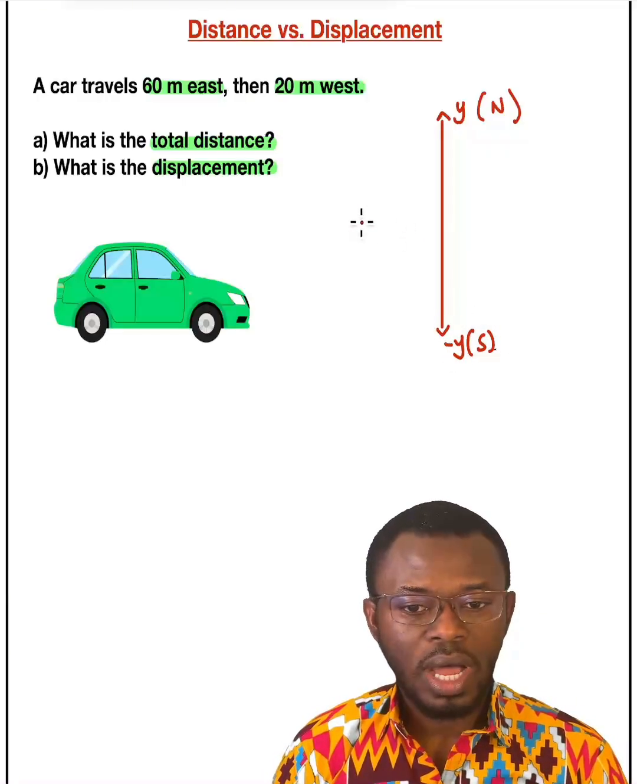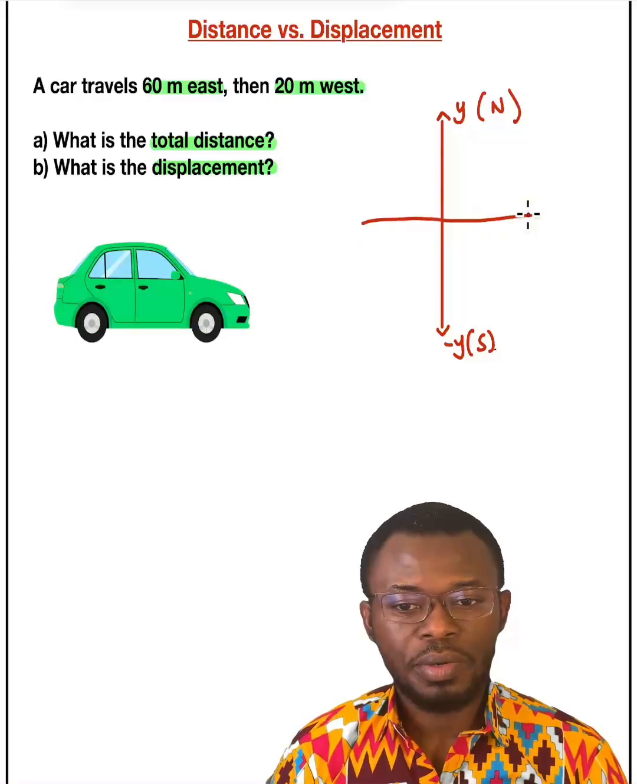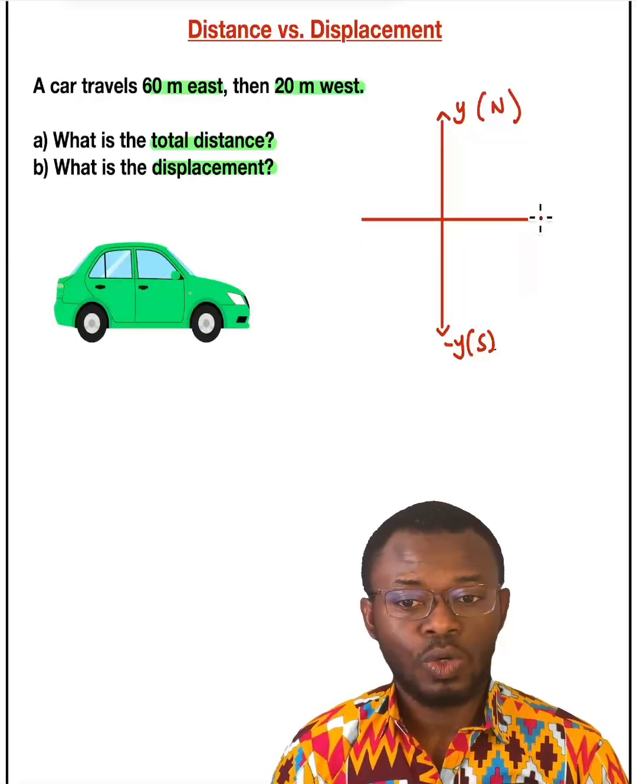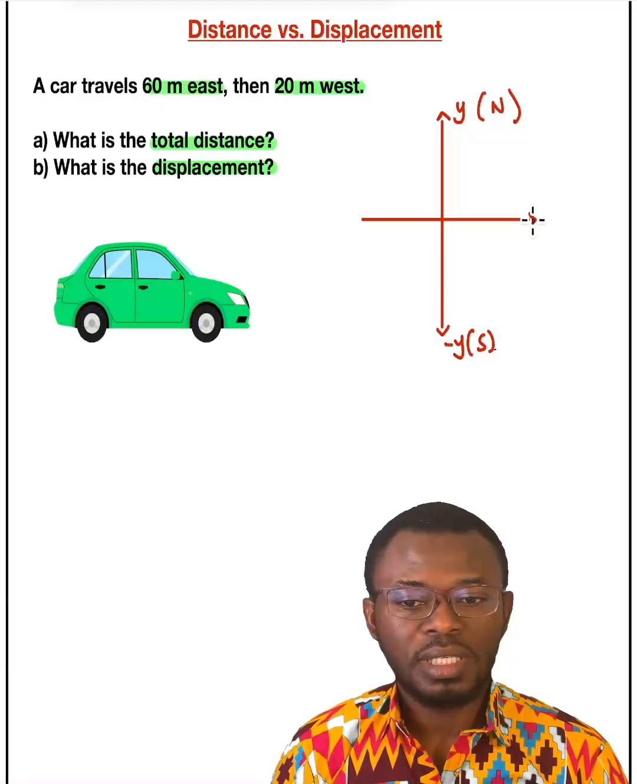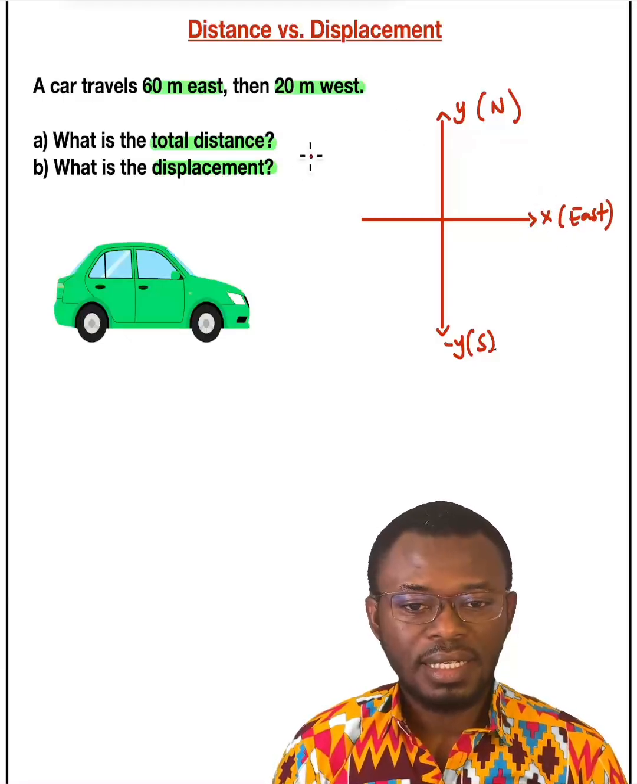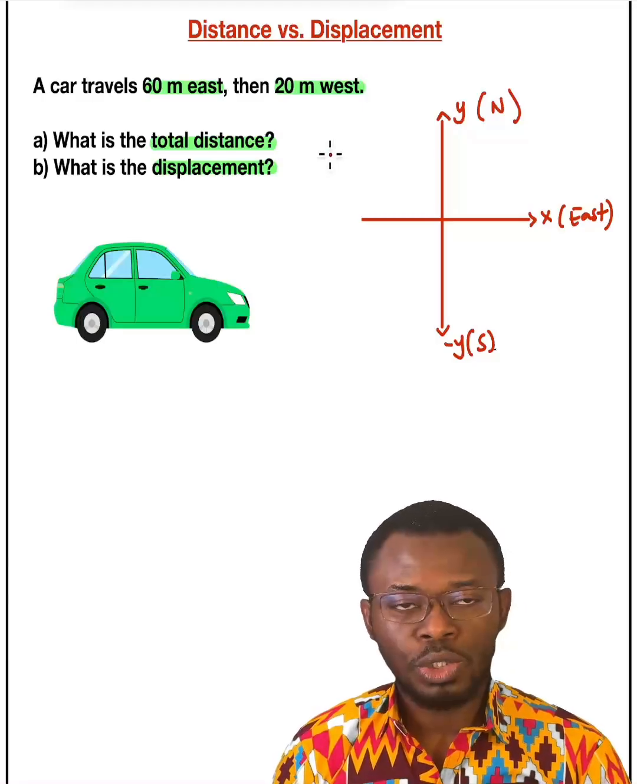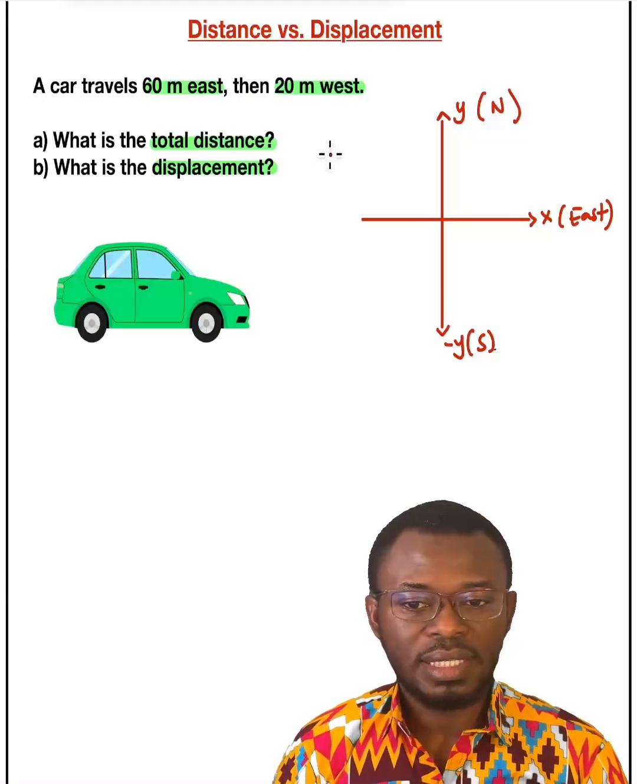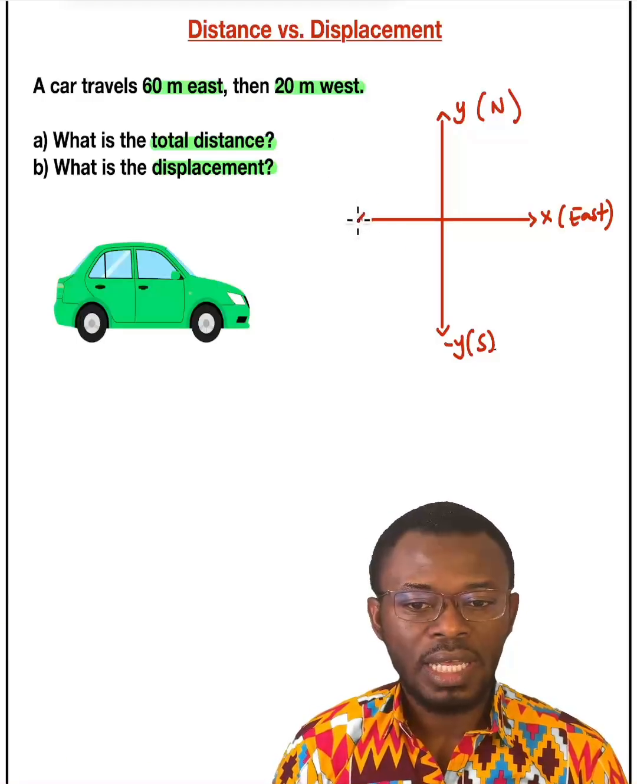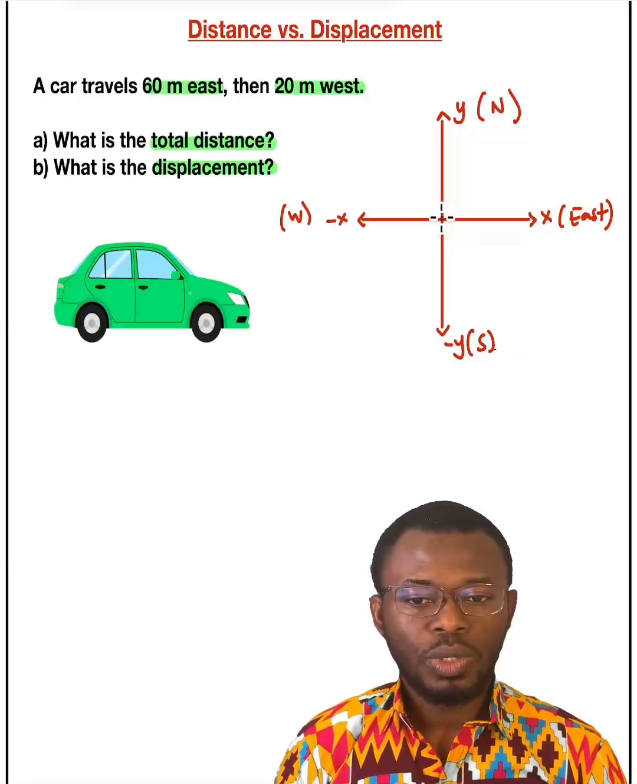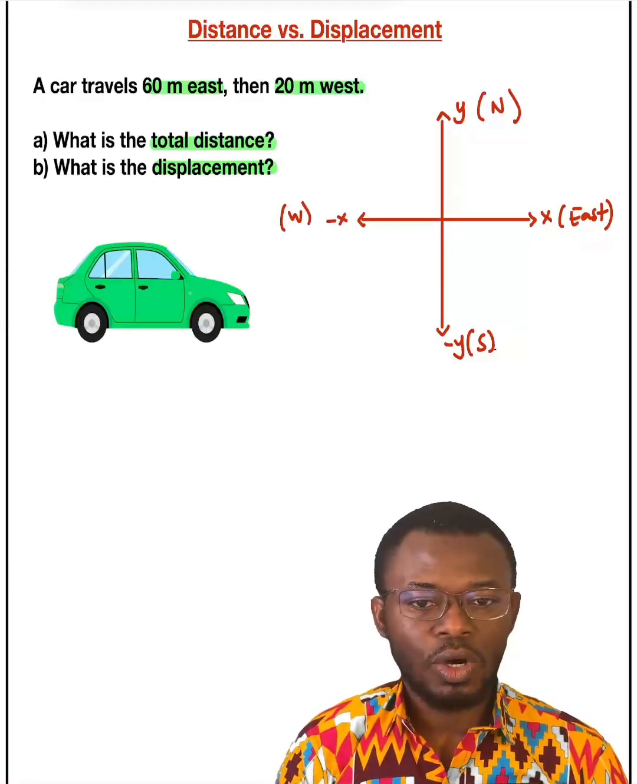Again, we have the horizontal axis. Remember, we are dealing with the Cartesian coordinate system. So we have the positive X axis, which represents east. As stated in this problem, the car only traveled along the east and west direction. So in the negative X direction, that is where we have the west. We can place the car at the origin.